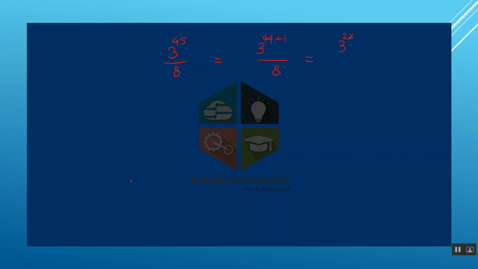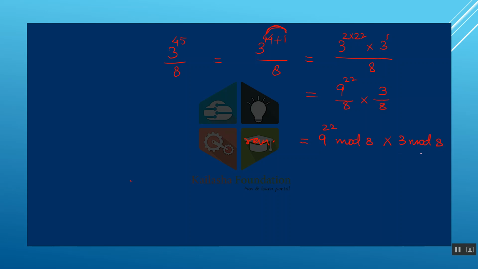3 raised to the power 2 into 22, into 3 raised to the power 1, because in case of power there is addition. So with the law of indices we can write it like this. We can break it into multiplication. It is 9 raised to the power 22 divided by 8 times 3 by 8. What will be the remainder? The remainder will be 9 raised to the power 22 mod 8 into 3 mod 8.